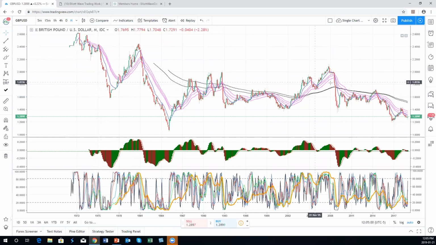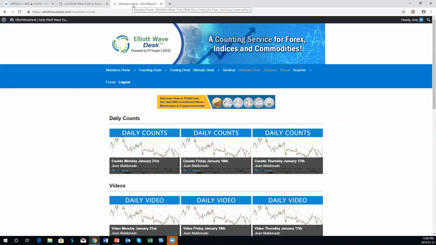So we start by looking at the monthly chart, going back as far as we can go. Then we can look at Juan's monthly charts and see how he has started his counts, because he's obviously looked at the longer term charts to start his wave counts. What I think he has done is he has labeled this an A, a B, and a C. So when you look at his monthly charts, we would see a wave C here. But let's go and have a look ourselves.